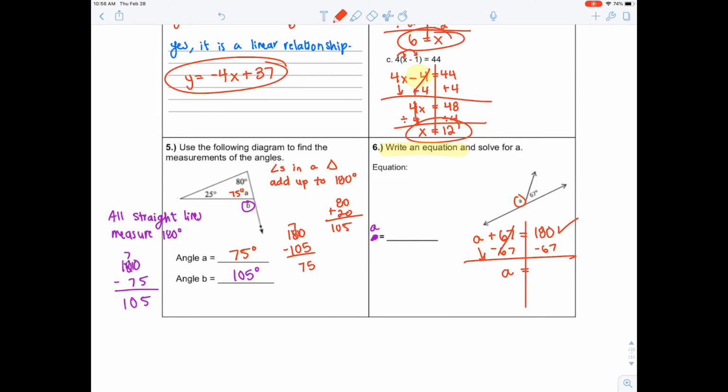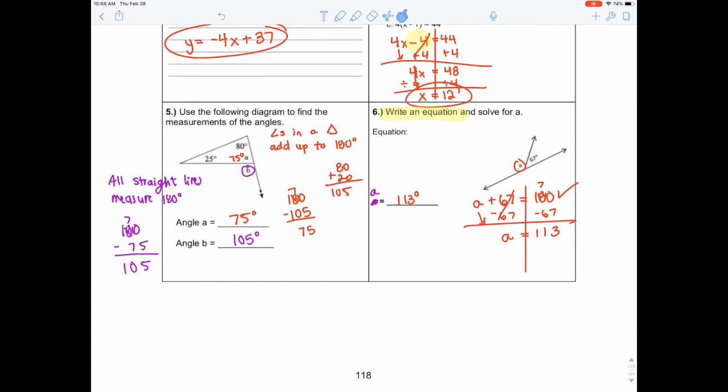Now, 180 minus 67. Let's see. Let's borrow from here, so that becomes a 3. 7 minus 6 is 1, and I still have that 1 there. So angle A is 113 degrees. And there we go. Almost there, you guys.